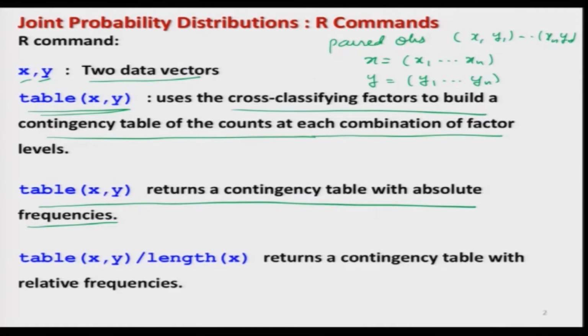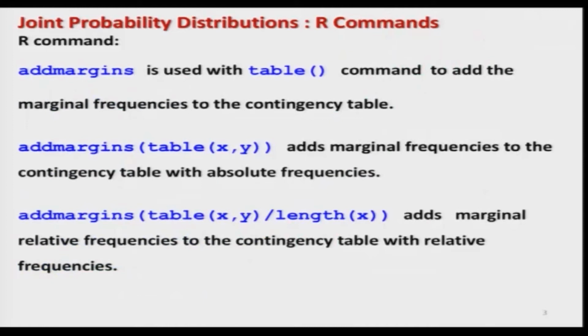Now what you want is the relative frequency, because relative frequencies represent the probabilities. So we divide the command table(x, y) by length of x. Obviously the number of observations in the x and y data vectors is the same, so you can use either length of x or length of y, whatever you want. But don't use the length of x comma y, otherwise the number of observations will become double. After this we use the command addmargins.